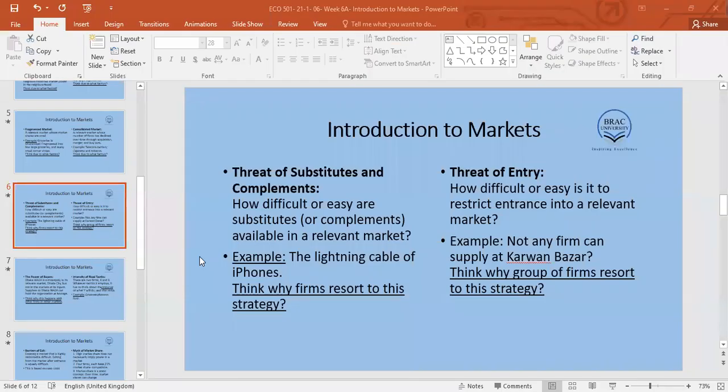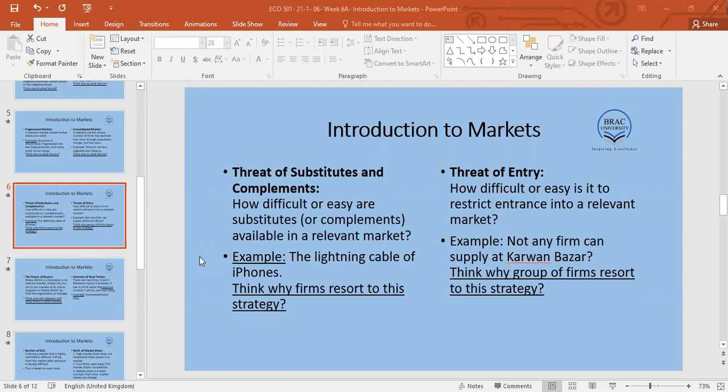Okay, now let's get back to the share screen. In elasticity of demand, we discussed that substitutes and complements influence the elasticity of demand. That was a very big determinant that we discussed intensively, because now we're going to extend that concept. We're going to look at how difficult or easy it is for substitutes or complements to be available in a relevant market. Why do firms try to restrict the substitutes and the complements that are available?